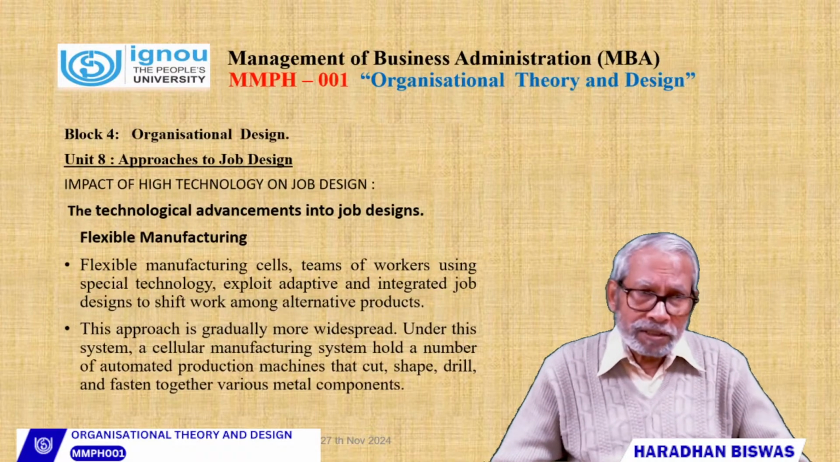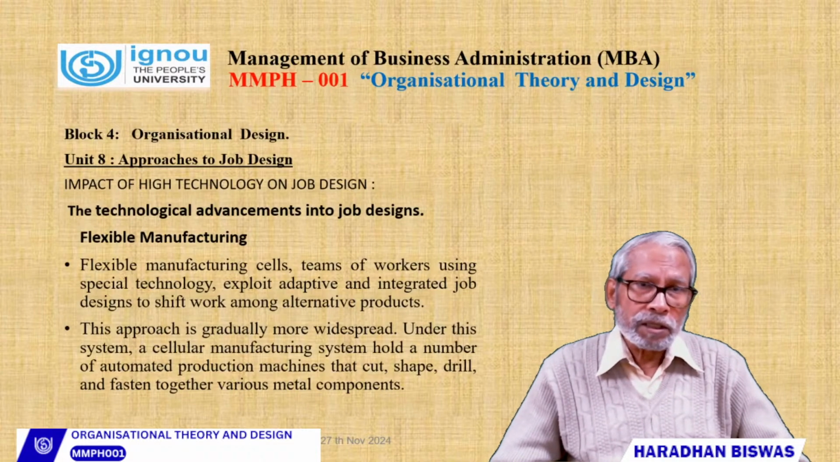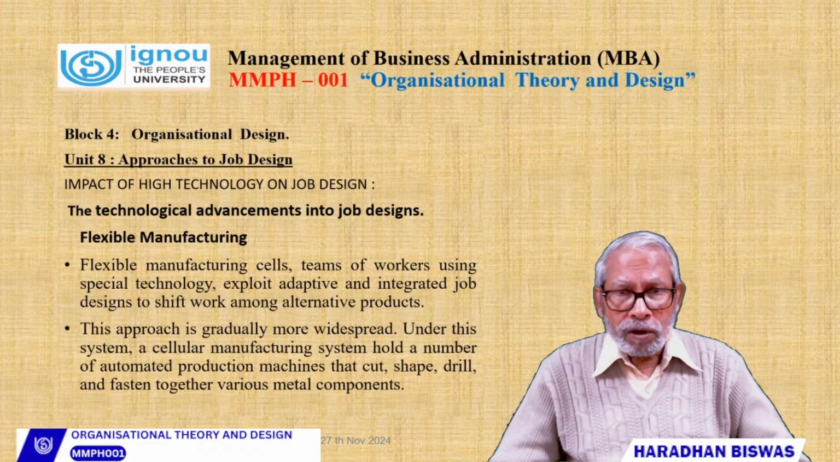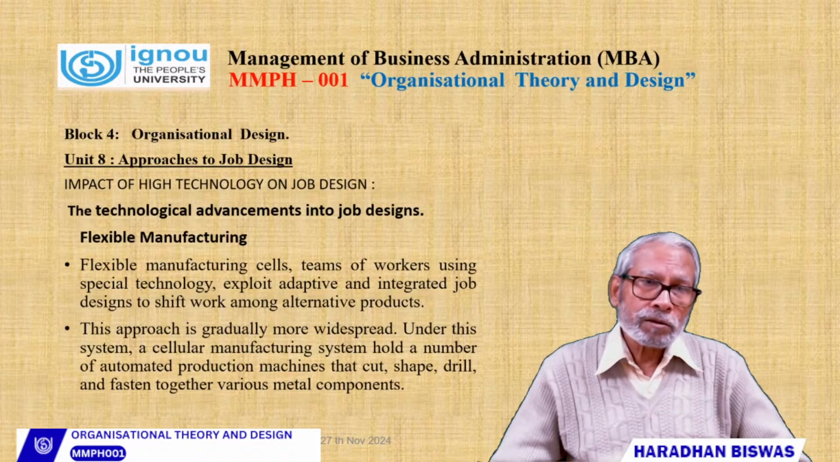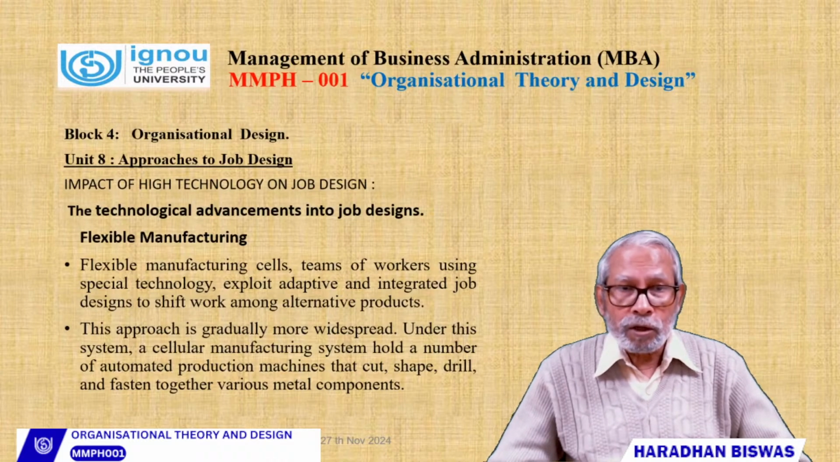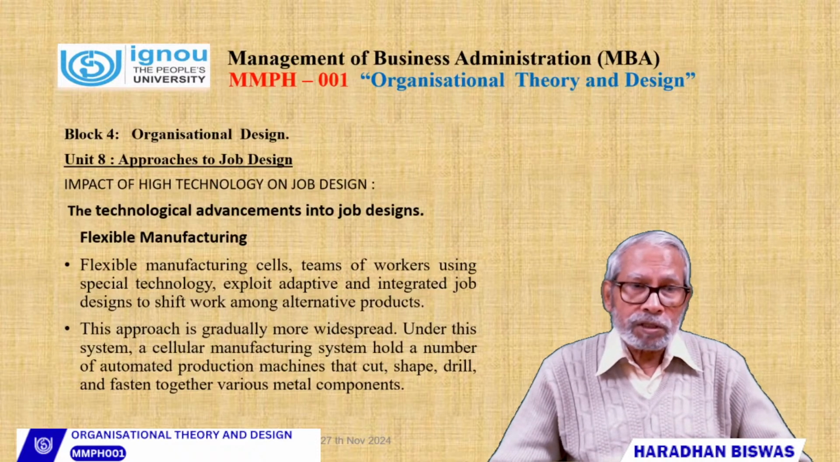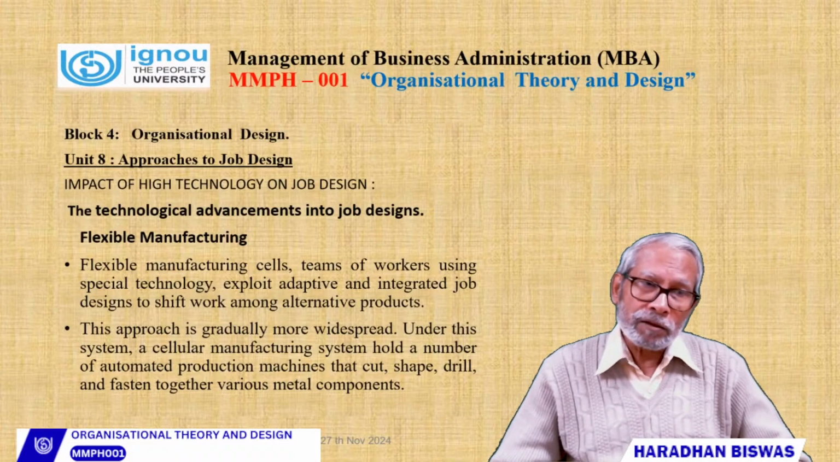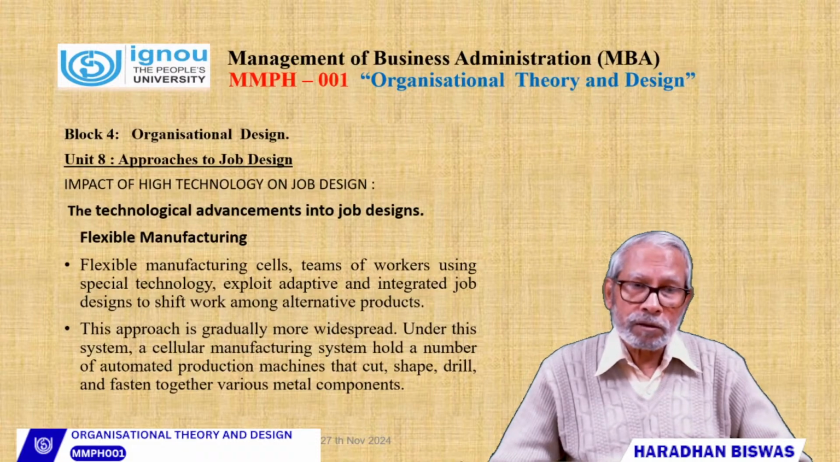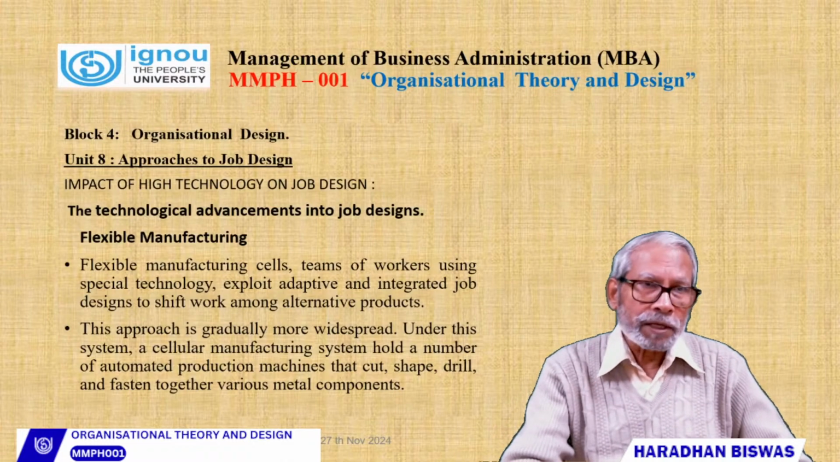Now, flexible manufacturing: teams of workers using the special technology, then exploit the adaptations and the integrated job design to shift the work among the alternative products. Then another approach is gradually more widespread. Under this system, a cellular manufacturing system holds a number of automated production machines that cut, shape, drill, and fasten together various metal components. So some of the flexible manufacturing is described here.